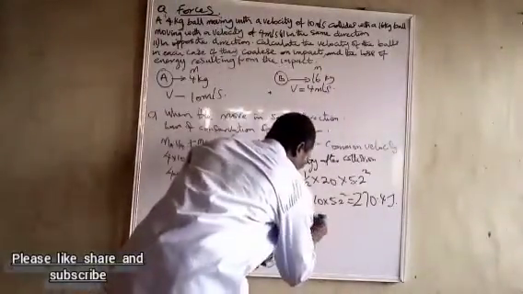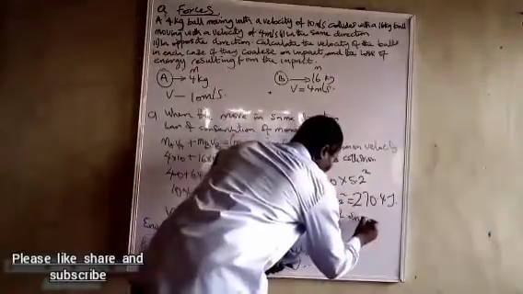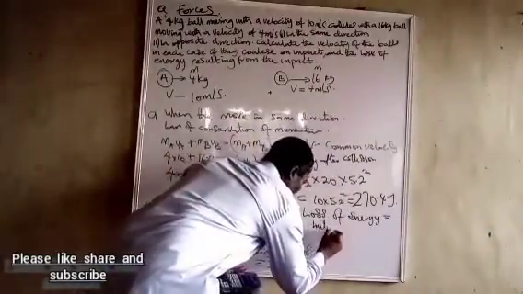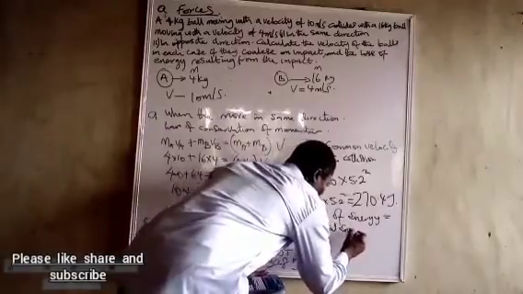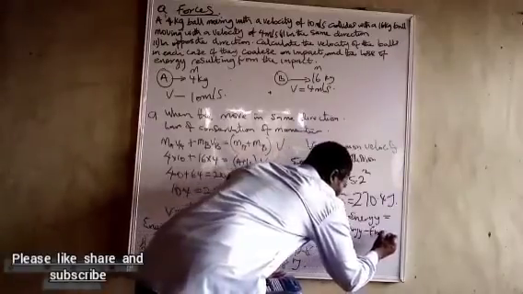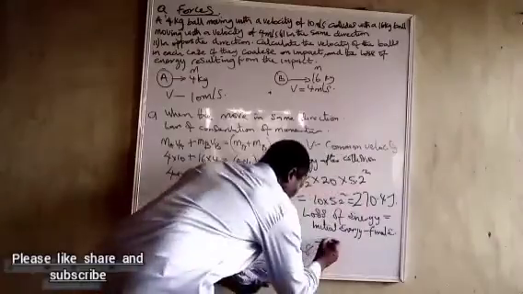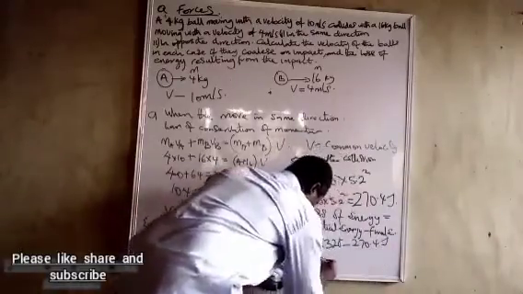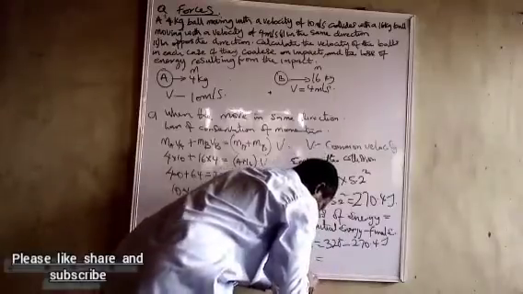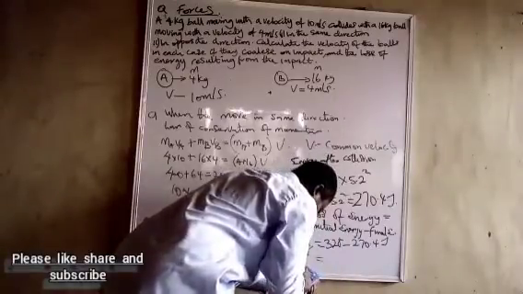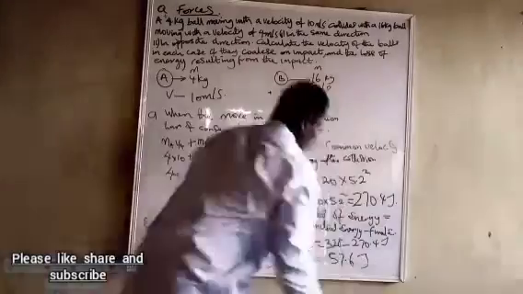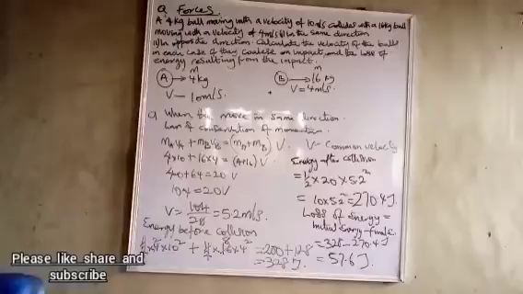So loss of energy will be equal to initial energy minus final energy, which is 328 minus 270.4 joules. And that is 57.6 joules.